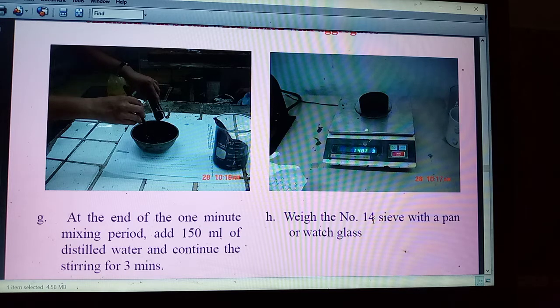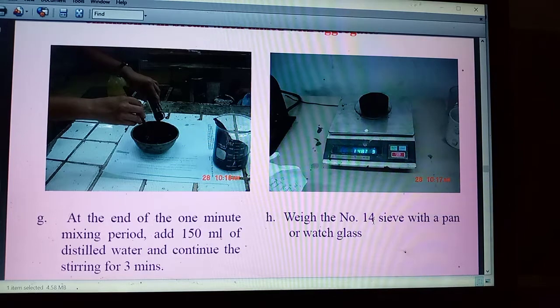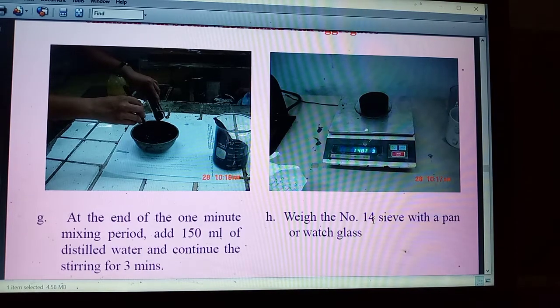So, pagkatapos ng 1 minute na pag-mix, orasan nyo, okay? Mag-add ka ng 150 ml of distilled water. Pero, actually, meron pa. Pwede itong yung isa, yung sodium oleate. Mas preferred yun. Pero kung wala yun, distilled water ang lalagay mo. Then, continue stirring for 3 minutes.